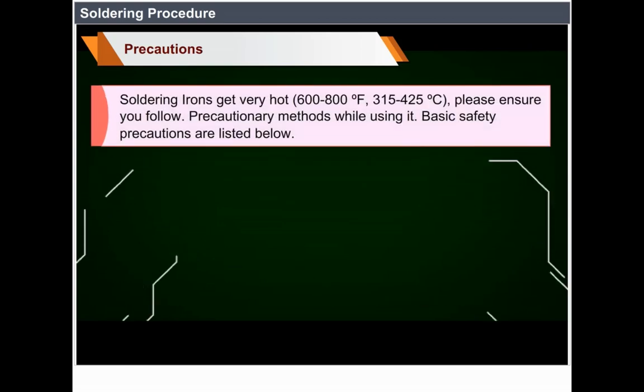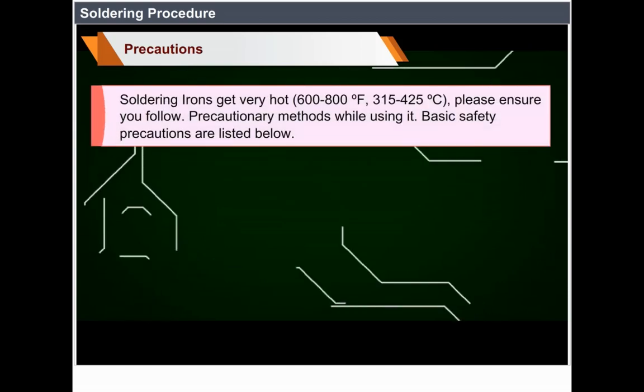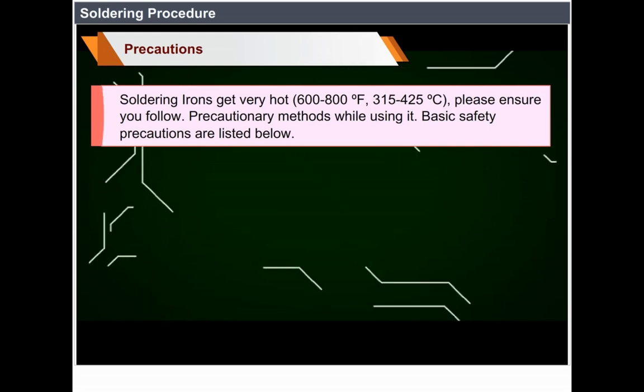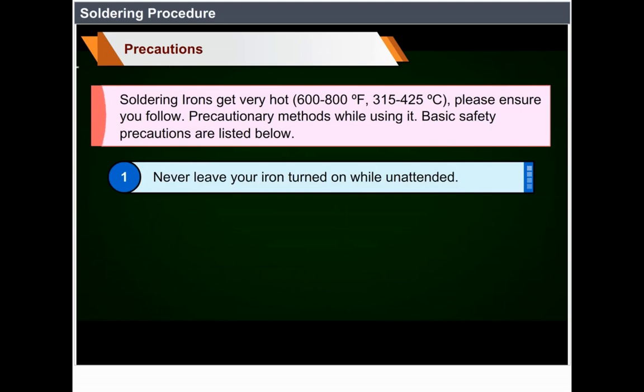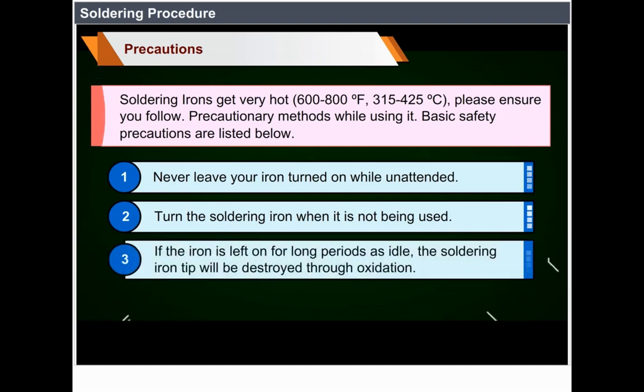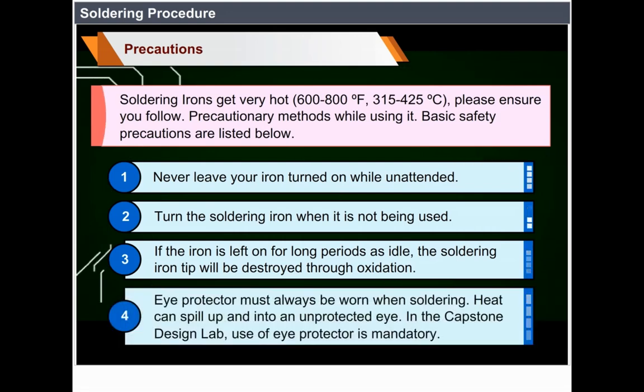Precautions. Soldering irons get very hot. Please ensure you follow precautions during use. Basic safety precautions are listed below. Never leave your iron turned on while unattended. Turn the soldering iron off when it is not being used. If the iron is left on for long periods of idle time, the soldering iron tip will be destroyed through oxidation. Eye protection must always be worn when soldering.